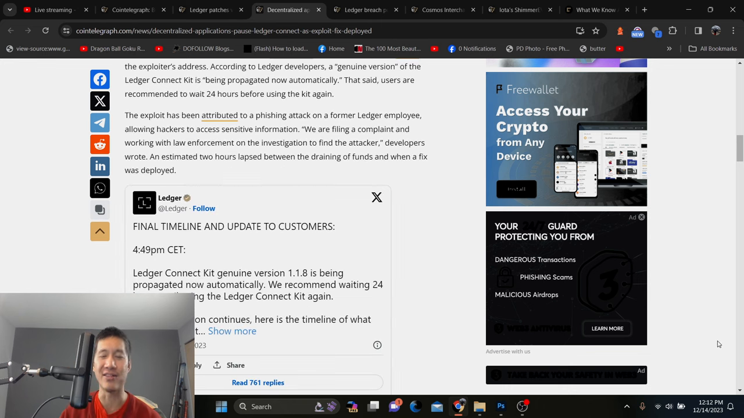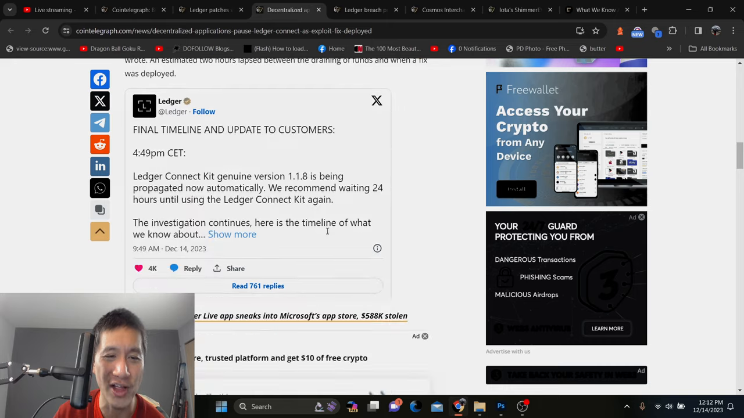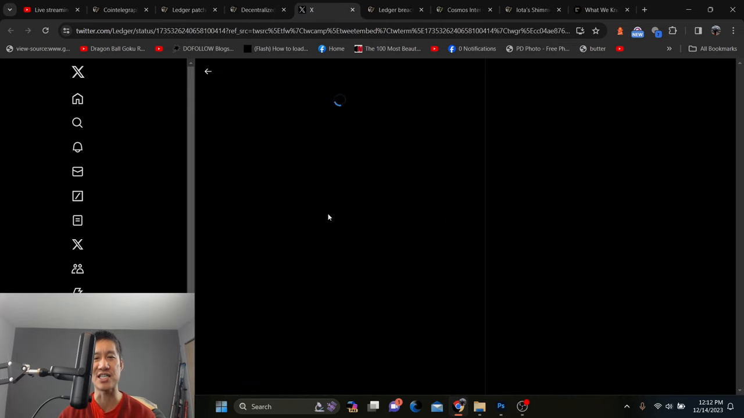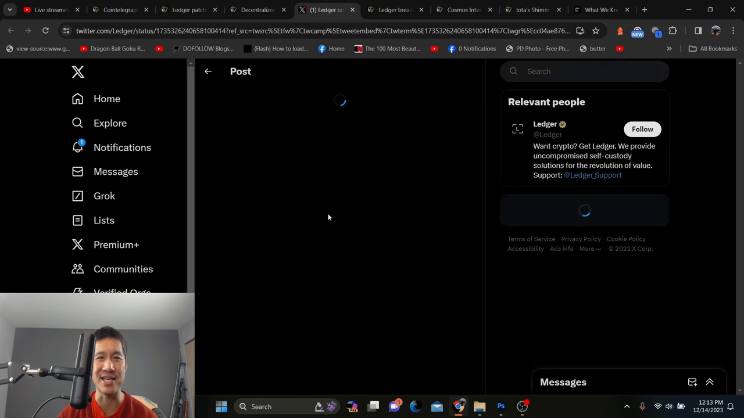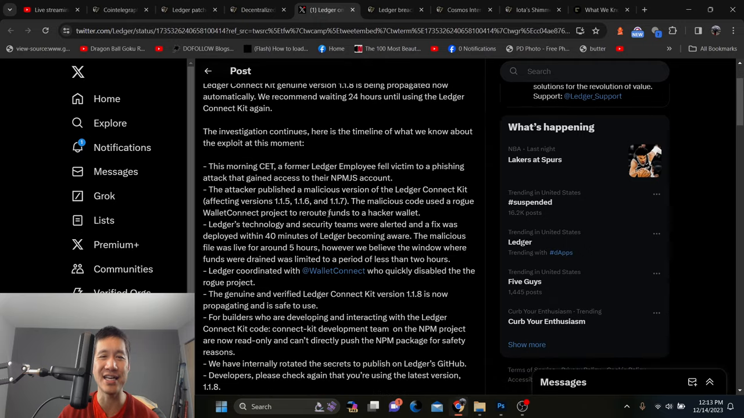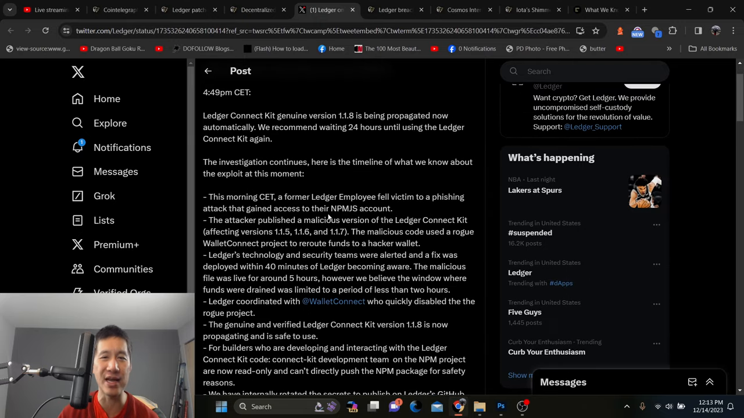We need to make sure that Ledger pays for actually losing all this money if we can't get it back, because this is the fault of Ledger. And obviously, they are giving updates to customers for Ledger Nano. I think this is from a couple of hours ago. Ledger Connect Kit genuine version 1.1.8 is now being propagated automatically. We recommend waiting 24 hours until using the Ledger Connect Kit again. I would probably give it longer than that.